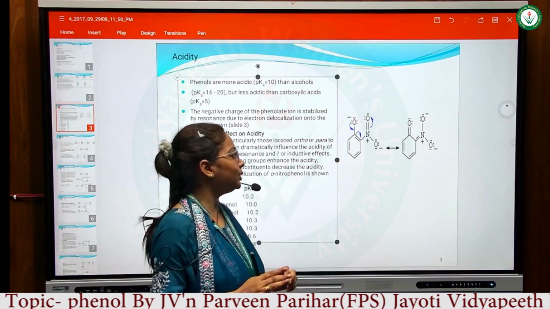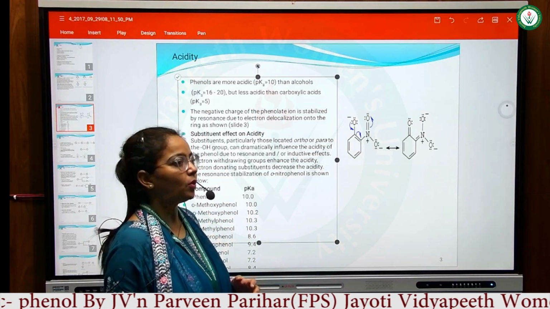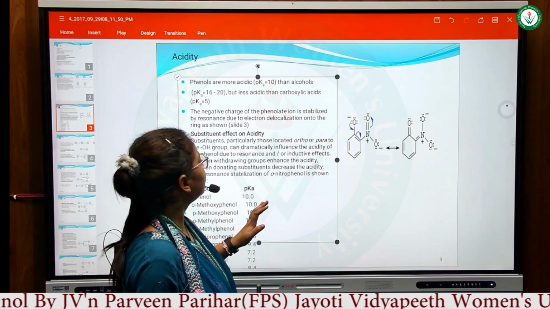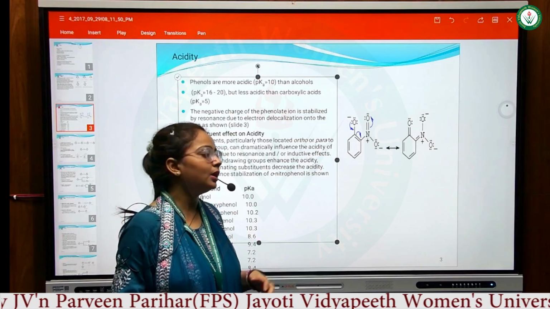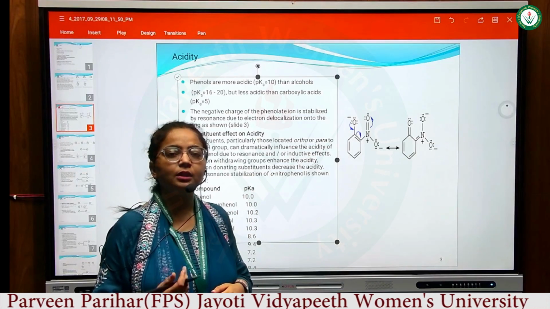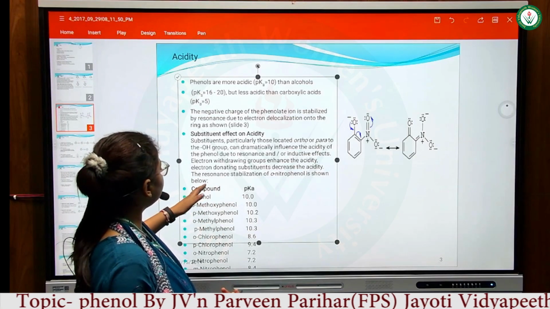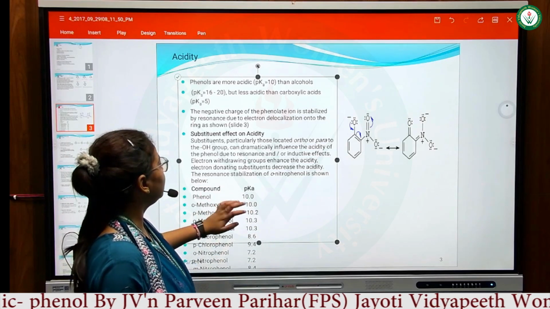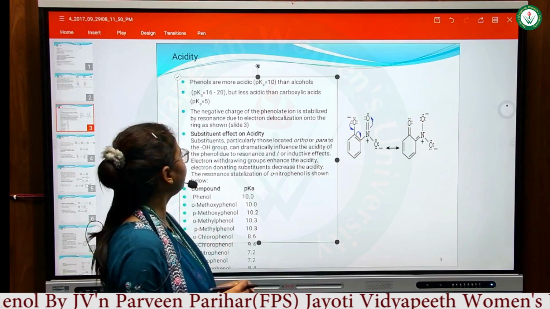But if we talk about which type of substituent increases the acidity or which type decreases the acidity, then the substituents which are electron withdrawing in nature will increase the acidity of phenol, and the groups which are electron donating in nature will decrease the acidity of phenol. Here some of the compounds are shown with their pK values for acidity comparison, showing how the substituent affects the acidity of phenol.